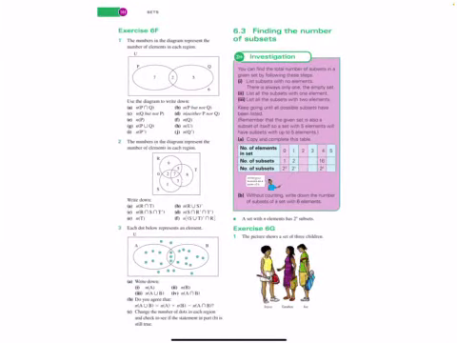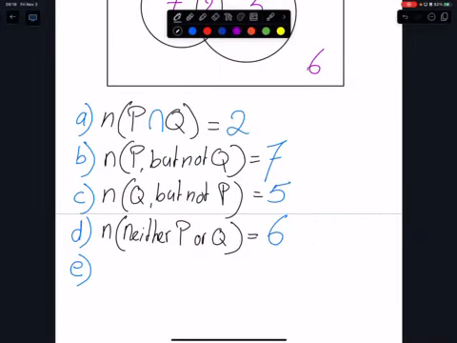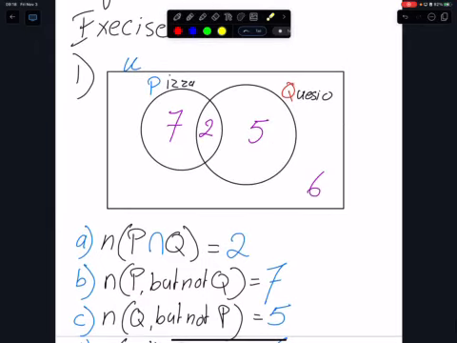E, NP. Now what is NP? NP means everyone who likes pizza, which is this circle, meaning these two get included. So the total number equals 9.